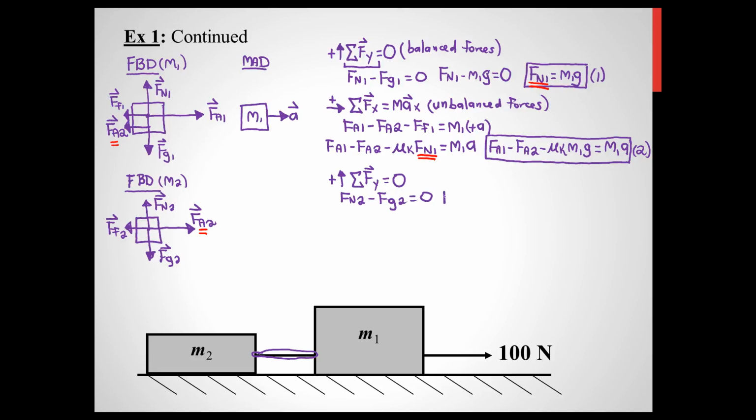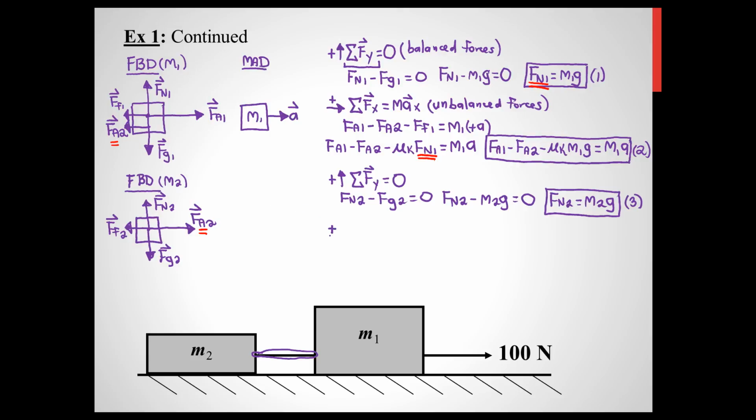We'd have Fn2. Fg is m times g, so you'd have m2 times g. You need to be specific about the masses. Equals 0. And then this would give me Fn2. Add m2g to both sides is m2 times g. And we'll box that equation and call it equation number 3.